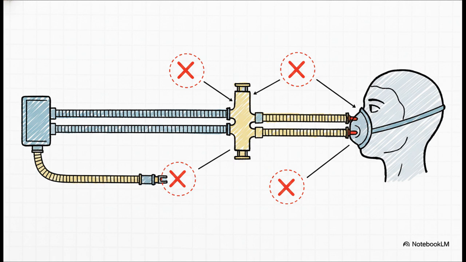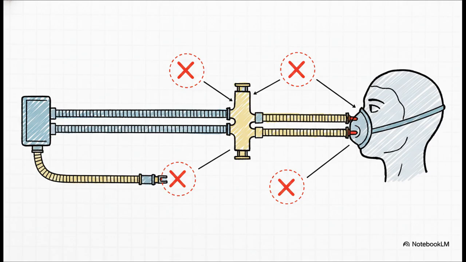Now, disconnections are a critical can't-miss event. It's one of those things we all dread. As you can see in this diagram, there are several common failure points. This is why we have to be so systematic with our checks, starting from the endotracheal tube and its adapter, moving to the Y-piece, and checking all the way back to where the tubing connects to the machine itself.